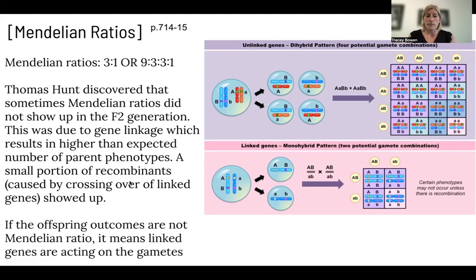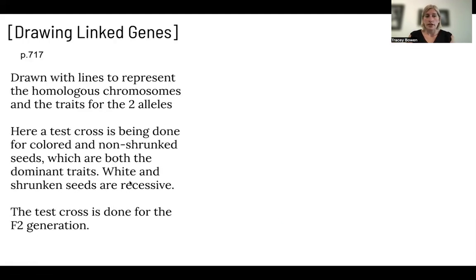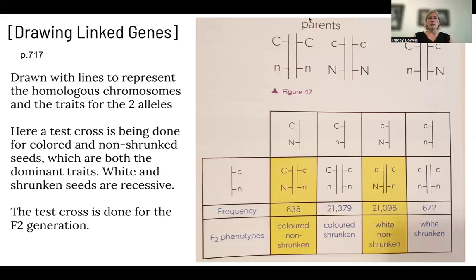If the offspring outcomes are not Mendelian, it means that the linked genes are acting on the gametes. Here we have an image from your textbook on page 717. The lines here are how we would draw linked genes. The lines represent the homologous chromosomes and the traits for the 2 alleles. In this case, we have the parent genotypes. Let's call it the mom parent, who can produce big C, small n gametes, and parent number 2 can produce small c, big N gametes, because that's all there is there. So you end up with the F1 generation, big C, small n, and small c, big N.